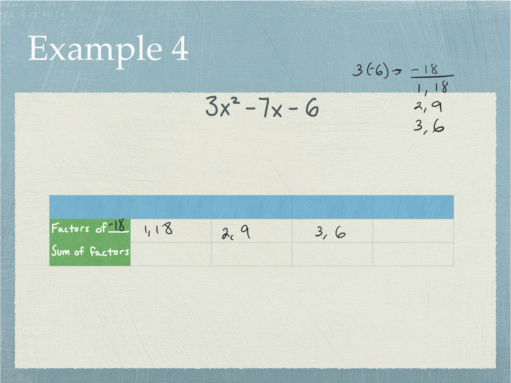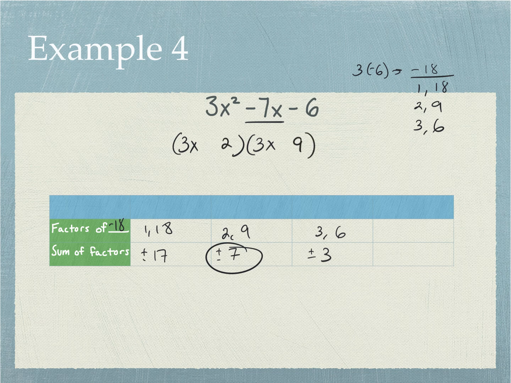Now because we want a negative number when we multiply, we need to subtract, because they have to be different signs. So we're going to get either positive or negative 17, positive or negative 7, positive or negative 3, depending on which one's the sign. The one that matches is going to be that 7 because that's the number we're trying to add. So I'm going to separate 3x. Again, I'm just going to put the 2 and the 9 in place.